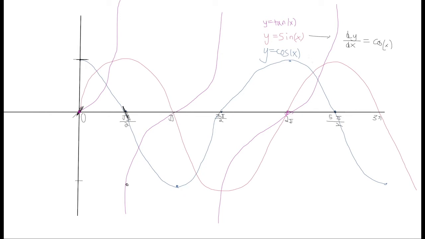Let's get rid of this. Okay. So we have the derivative of y with respect to x is just equal to sine of x. Oh, sorry, negative sine of x. Right? It's just going to be that sine function flipped over, reflected over the x-axis.